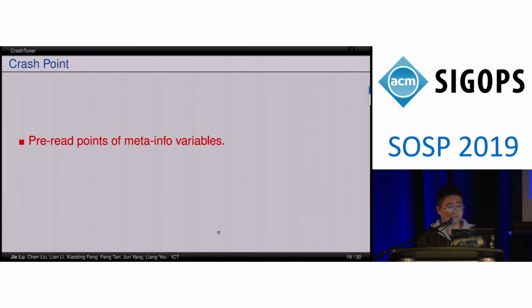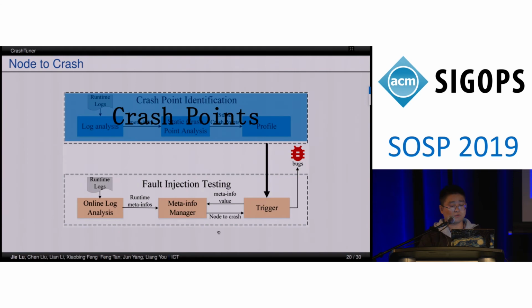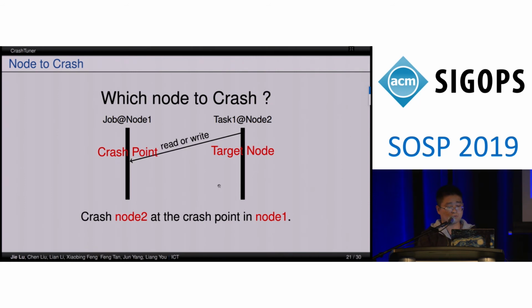So the crash points are pre-read points of meta-info variables or post-write points of meta-info variables. When we find all crash points, we will send them to our fault injection framework for testing. But we still have a problem to resolve. Which node to crash? When node 1 is reading or writing the meta-info value related to node 2, we need to crash node 2 at the crash point in node 1.